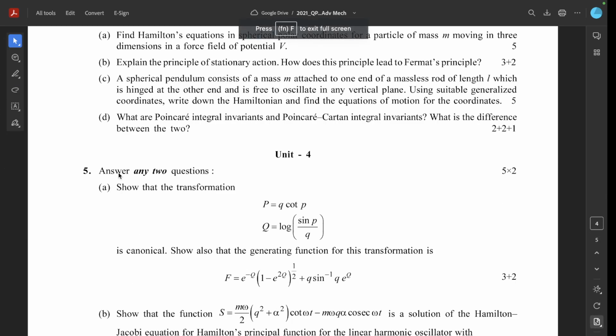Next question, 4F. What are Poincaré integral invariants and Poincaré-Cartan integral invariants? What is the difference between the two?